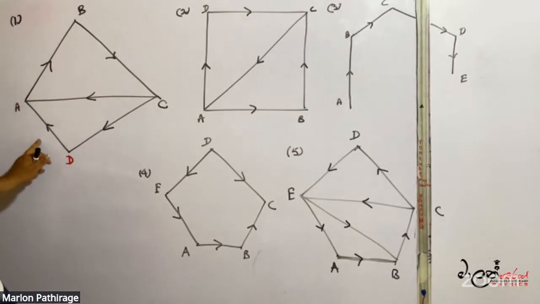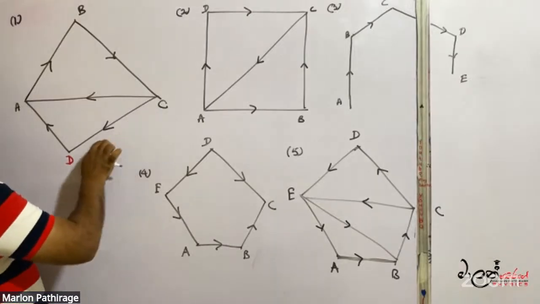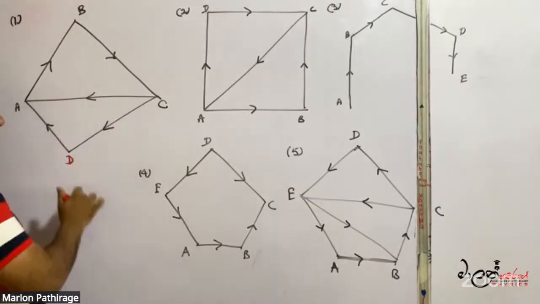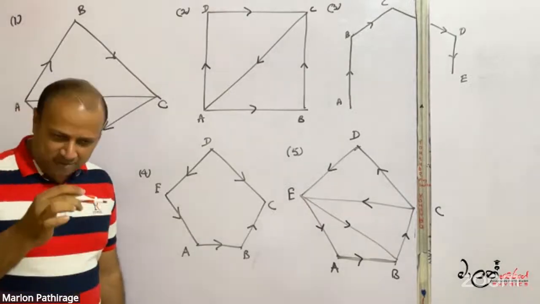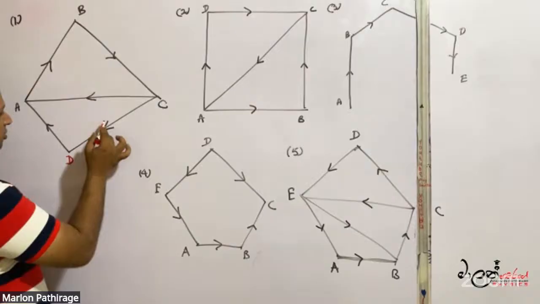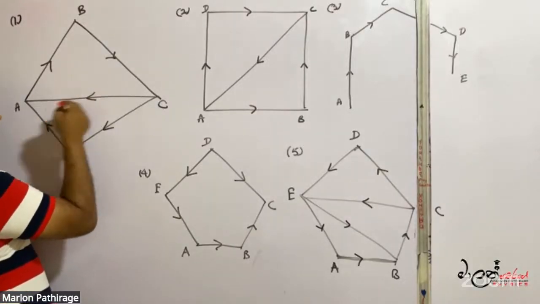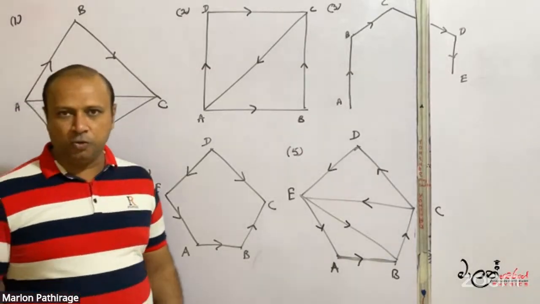ADC is not a closed loop. Closed loop means all the vectors should be in the same direction. This vector is on the other side. Therefore, it is not a closed loop.